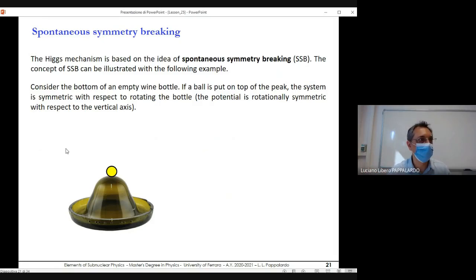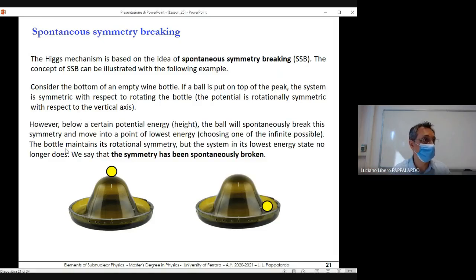Suppose now that by a fluctuation, the ball at a certain point, this is an unstable situation, tends to go downhill, and at a certain point the ball will stop in a certain position in this minimum of the potential energy. So below a certain potential energy, the ball will spontaneously break this symmetry and will move into a specific point of the lowest energy level, choosing one of the possible infinite. We have infinite degenerate positions in this minimum here. By chance, by quantum fluctuation, the ball chooses one of those. And once this happens, the symmetry is broken. The configuration that you see in the second picture is no longer symmetric under rotation with respect to the vertical axis. So we say that the symmetry has been spontaneously broken.